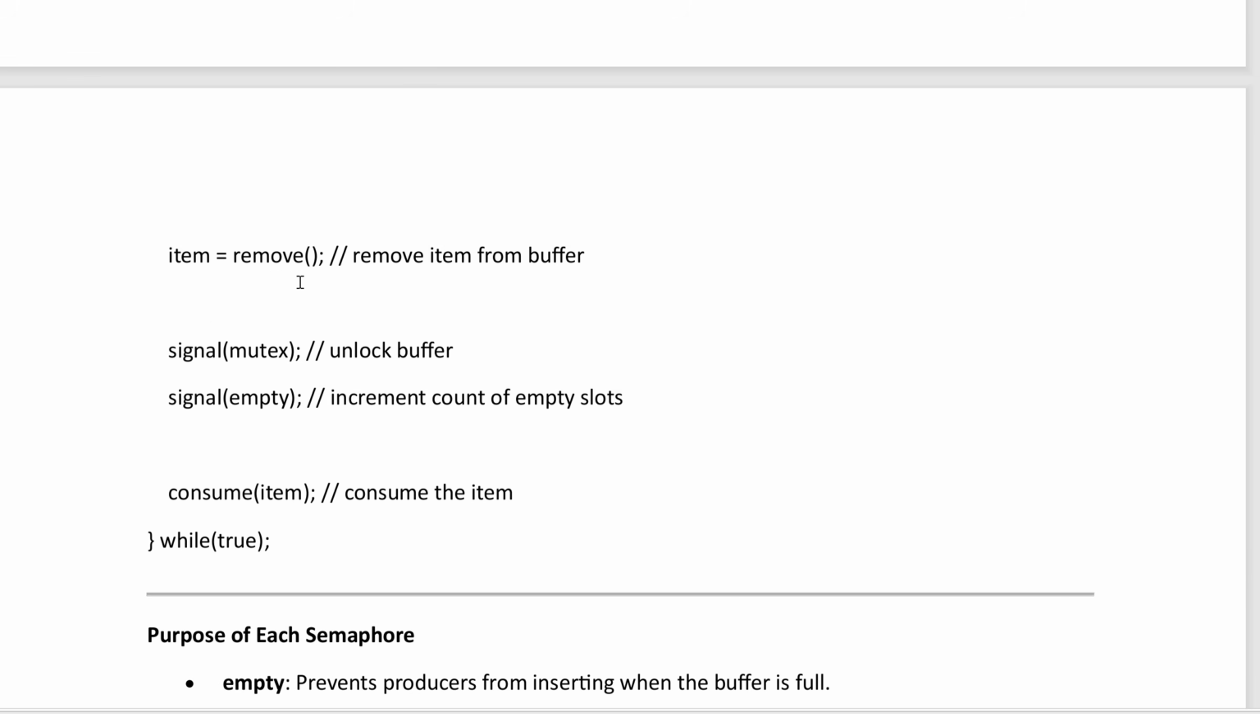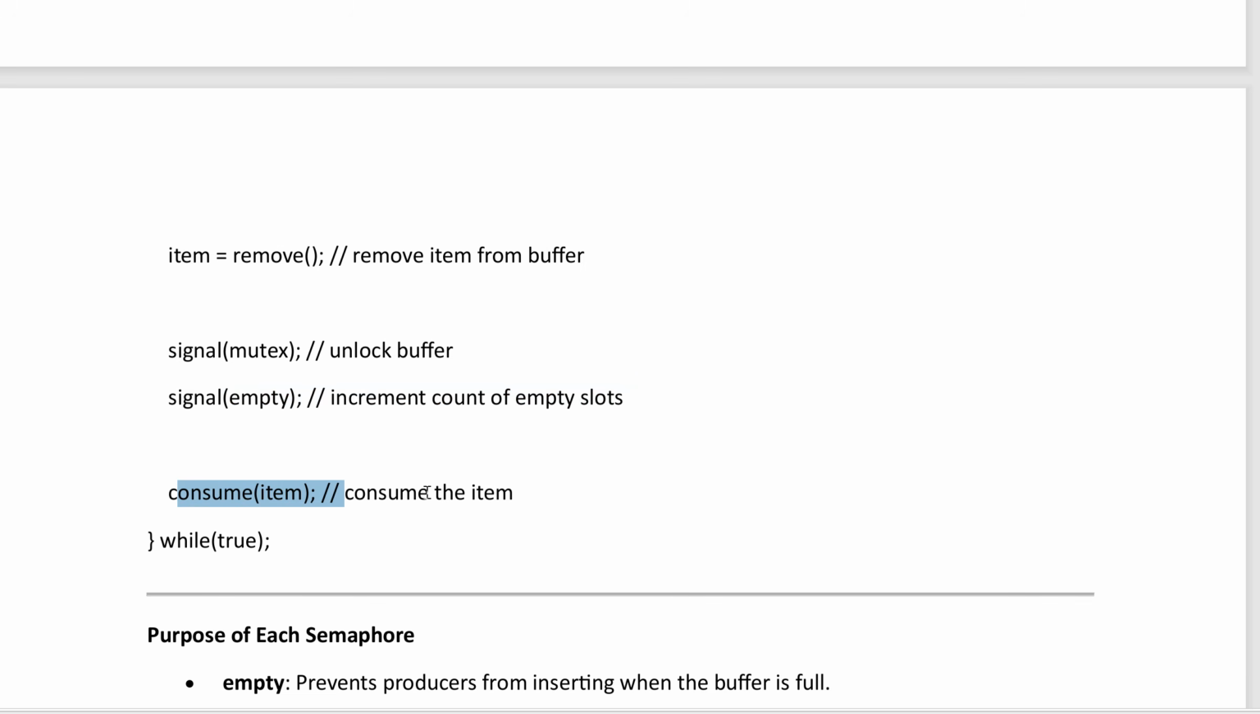Now the item will be removed or consumed by the consumer, and signal mutex means now the buffer can be accessed. The buffer is unlocked. Signal empty means the consumer has now consumed an item, and now one slot will be empty because one slot has been consumed by the consumer. So signal empty means the count of empty slots is incremented, right?